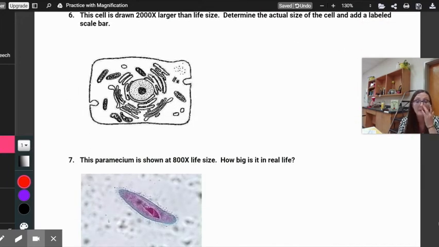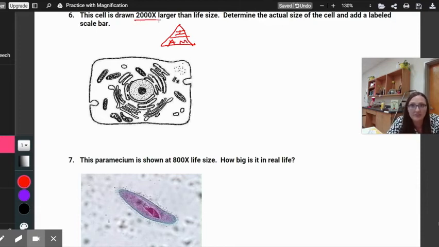All right, so this cell is drawn 2,000 times larger than life size. Determine the actual size of the cell and add a labeled scale bar. Okay, great. So the first thing I want you to do is to draw that I am triangle. It's always helpful to start there. So I am.